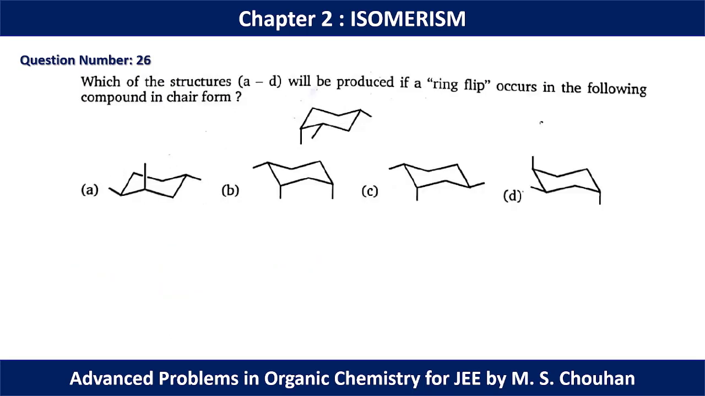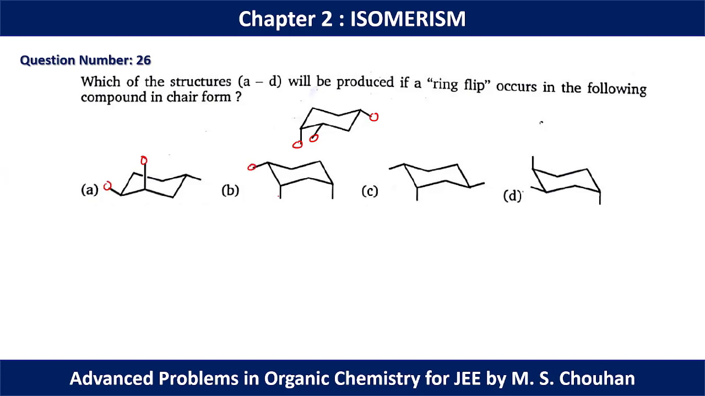In question number 26, which of the structures A to D will be produced if a ring flip occurs in the following compound in chair form? We all know that during the ring flip, the above-the-plane bonds will remain above the plane. The only thing which will happen is the axial bond will become equatorial and the equatorial bond will become axial. Here we have three bonds in the initial compound and all of them are below the plane. So after the ring flip, all of them must be present below the plane. But in option A, we have two bonds which are above the plane. This is not possible.